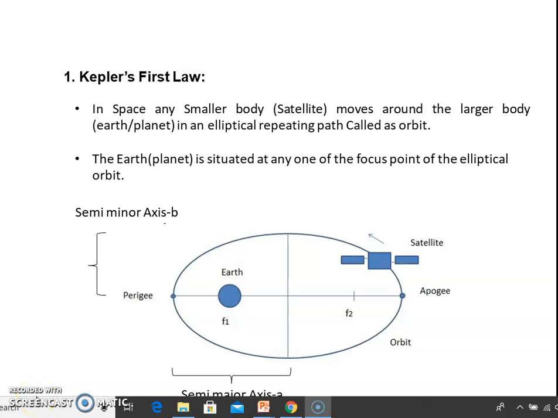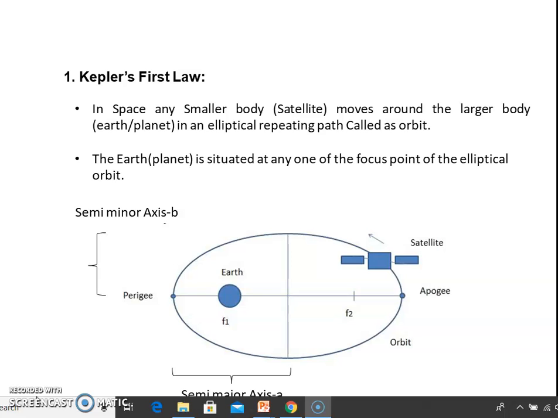Hello everyone. In this lecture I will discuss Kepler's laws of planetary motion. Kepler gives three laws to define the motion of a satellite in space along its orbit, or its rotating path, which the satellite follows.